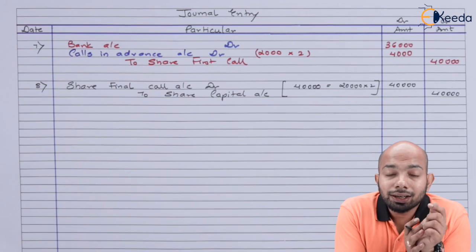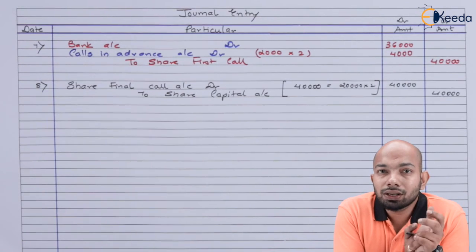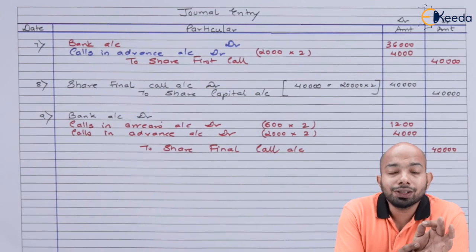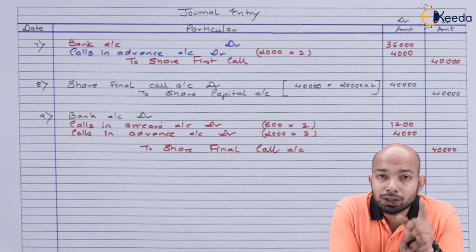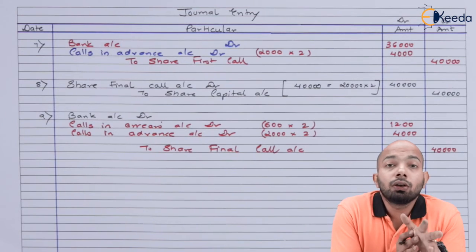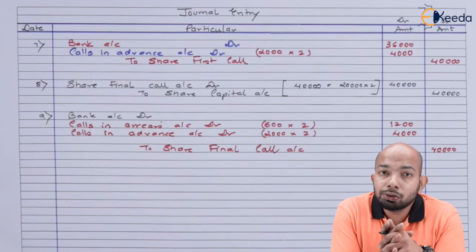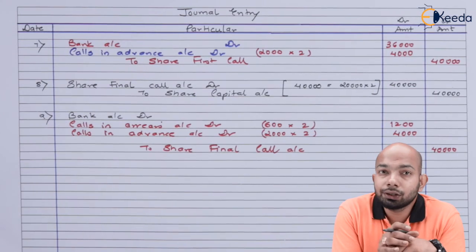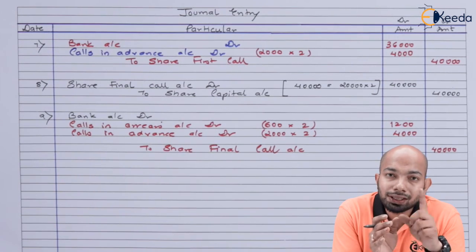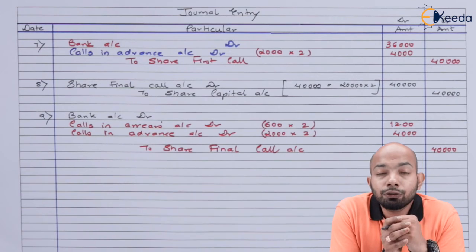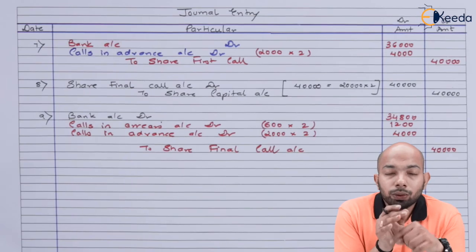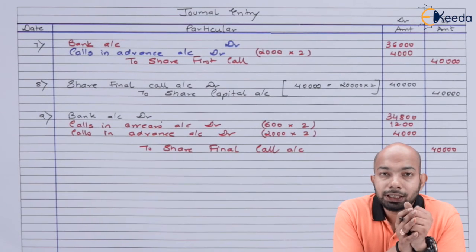Again, in this receipt, there will be certain calls in advance and calls in arrears as well. So share final call expected amount was 40,000, out of which calls in advance were 4,000 rupees because he had already paid 2 rupees in advance. Calls in arrears were 600 into 2, that is 1,200 rupees, because one shareholder didn't pay the final call. So after subtracting both these things from 40,000, whatever balance is left will be moved to the bank account. So that will be 34,800. Now with this, the journal entries closure has been done.